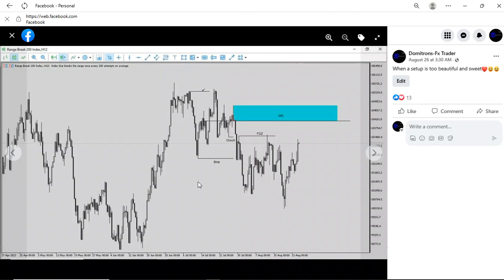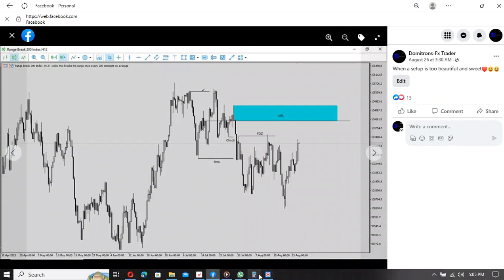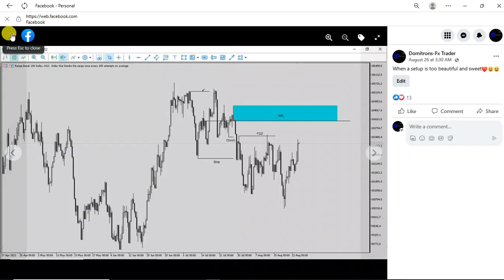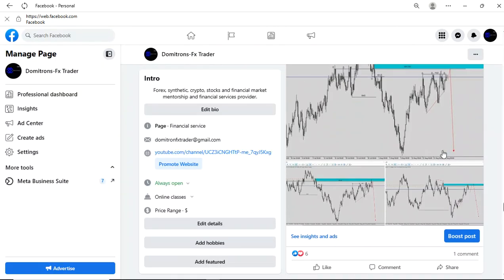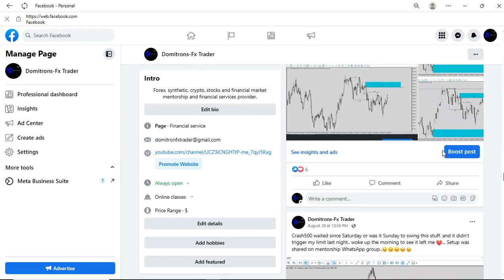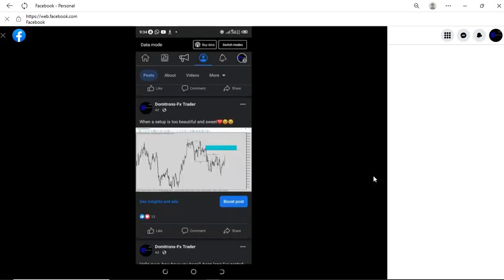Alright guys, so I just want to do a quick explanation on what I shared on my Facebook on the day of August 26th, right here, 3:30 a.m. in the morning. I did also share it when it played out, I think. Let's look for it because I know I posted it. Alright, so this is it right here.